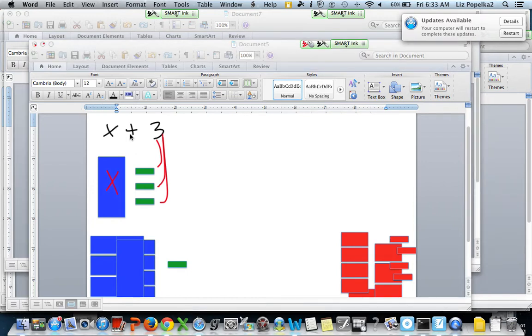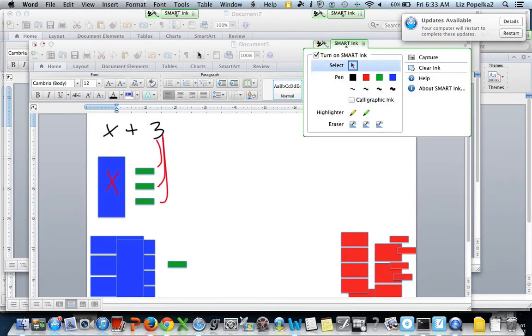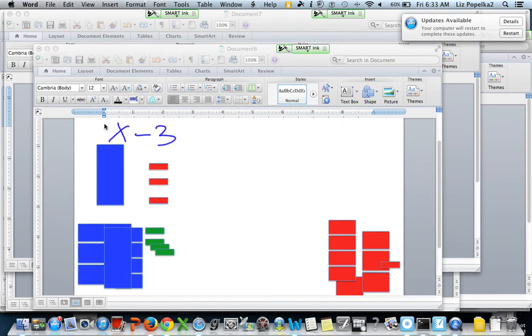If you made your model of x minus 3 correctly, you should have something that looks like this. You should have a positive x, and then you should have 3 negative units, because each of these represents a negative 1, a negative 2, a negative 3. So this would be a model of x minus 3.